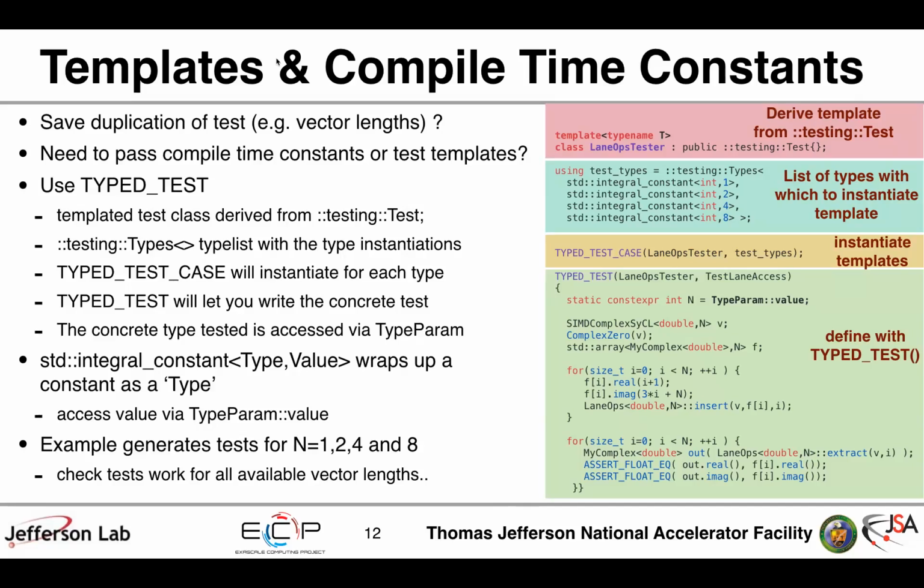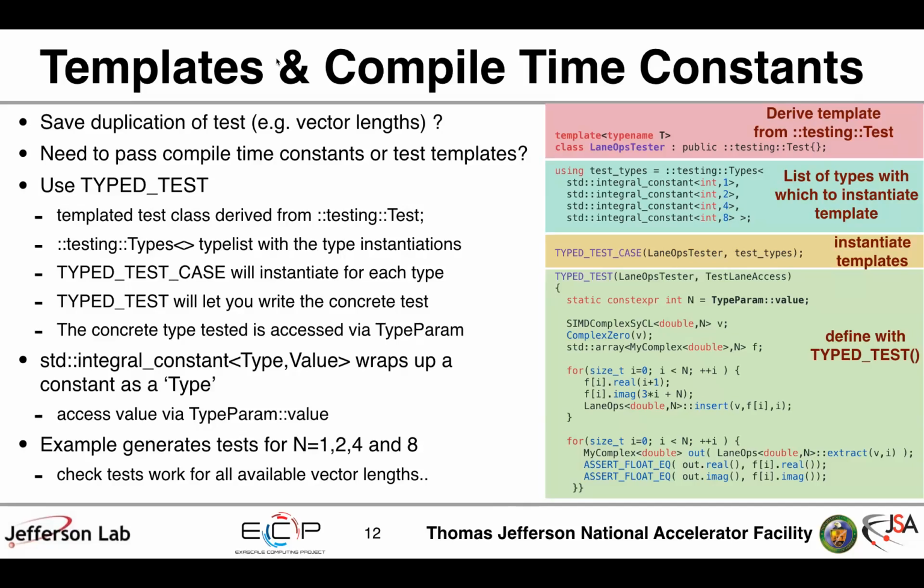And that's what this green box shows. You can have a testing type, which is a type list, and inside it are all the template parameters. And here I'm just basically trying to give the vector length as a compile time constant because I use it in a template. So I can't give it as a runtime parameter. It has to be compile time. And so by defining this test types type list, I can use the standard integral constant type to hold the actual integer types I want to use in my templates.